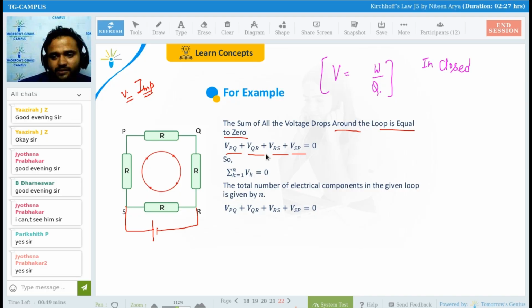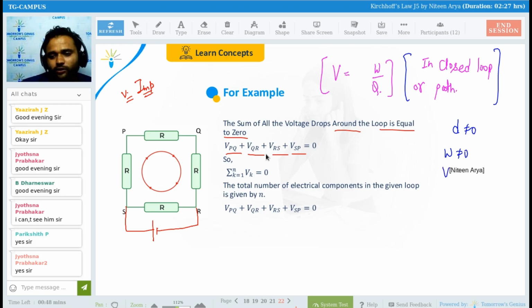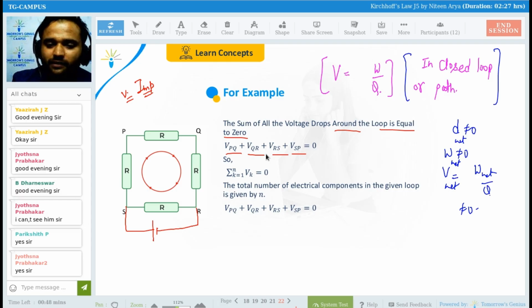The main thing here is closed loop, or around the loop. In a closed loop or path. If it is not closed, then that particular law or concept is not going to be fulfilled. Then you have displacement not equal to 0, then you have work done not equal to 0, then you have this V net, which is net, not equal to 0. Okay, is this clear now, everyone? Everything is related to each other. Nothing is going to be left behind.